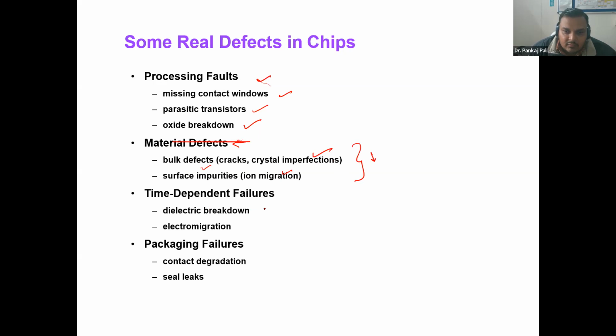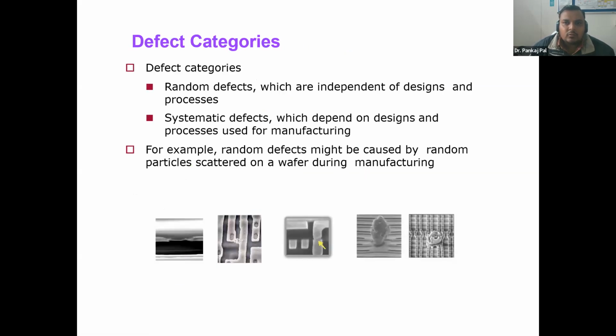Time dependent failures are there: dielectric breakdowns, electromigration, packaging failure, contact degradation, seal leaks. These are the different kinds of failure. But we have to categorize in terms of what will actually impact the fault. We are not concerned about all the defects, we are concerned about the fault. So defects can be broadly categorized into two groups: random defects and systematic defects.